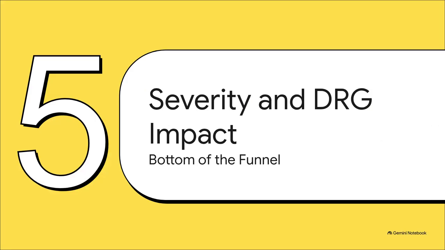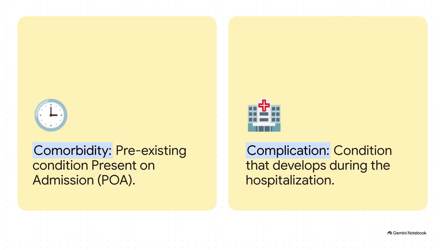Section 5, severity and DRG impact. The bottom of the funnel. Now, what's really interesting about this is exactly why we go through all this rigorous filtering in the first place. It's because it directly dictates hospital revenue and patient severity profiling. We split these secondary diagnoses based on the timeline of admission. A comorbidity is a pre-existing condition. It's present on admission. The patient literally walked through the doors with it. A complication, on the other hand, develops during the hospitalization, like a postoperative infection. Both are secondary diagnoses, but differentiating them is absolutely vital for tracking hospital quality metrics and figuring out exactly how sick the patient really is.